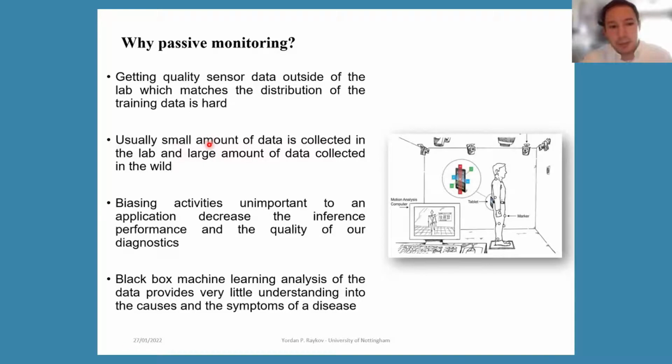Also, you have a fairly small amount of data that is collected in the lab. For the first Parkinson's application, we had 50 participants with Parkinson's and 50 without. And our test data set, where we were evaluating the platform, was of 65,000 people. So you're hoping that an algorithm trained on 100 people is going to work well on 65,000, just to give you a perspective. There's also a lot of biasing activities which are unimportant to the application and decrease the inference performance and the quality of your diagnostics.